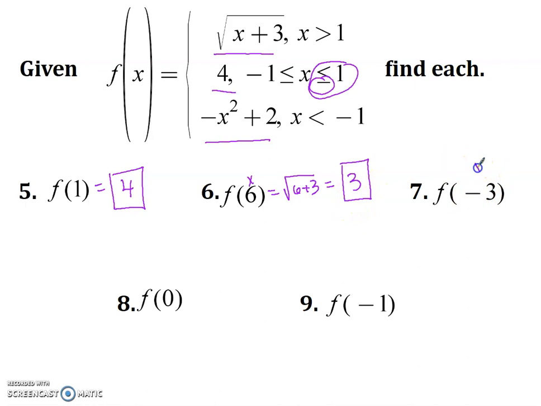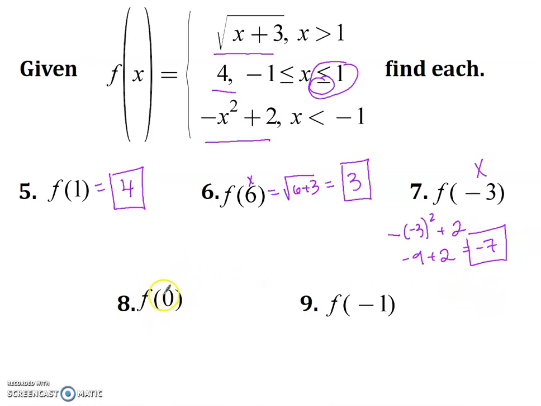So then for f of -3, that falls in this inequality. -3 is less than -1. So I'm going to do a -3 squared, so make sure you square the number first, then multiply by a negative, then add 2. So -3 squared is 9, times that negative is going to be -9 plus 2, which is -7.